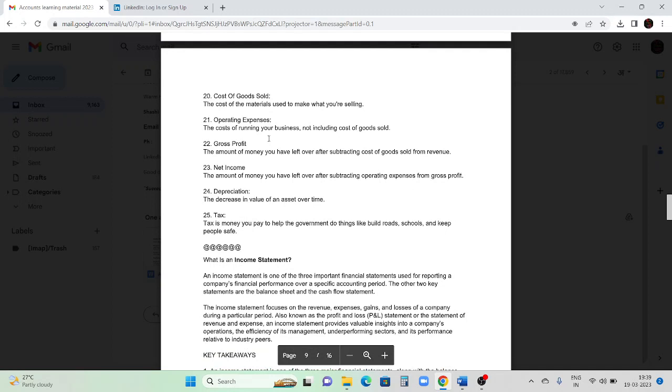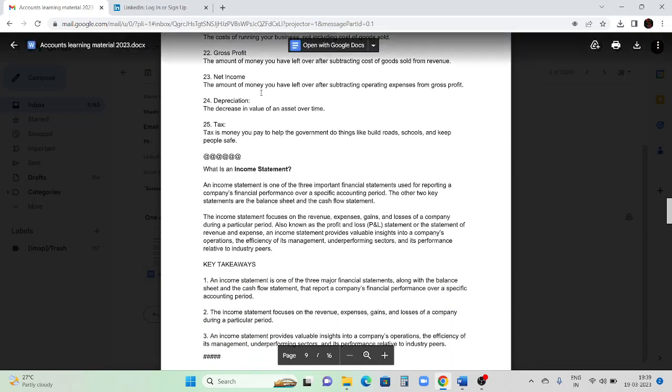Gross profit is the amount of money you have left over after subtracting cost of goods sold from revenue. Net income is the amount of money that you have left after subtracting operating expenses from gross profit. Depreciation is the decrease in value of an asset over time.